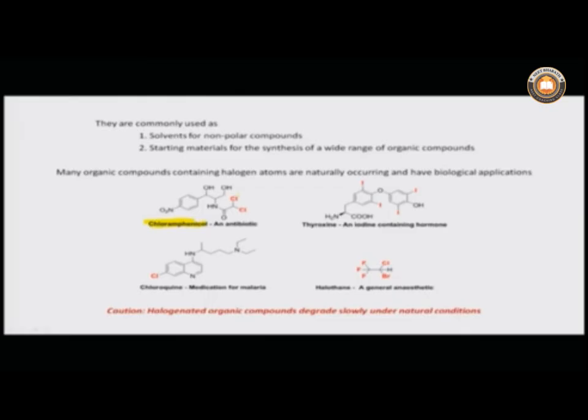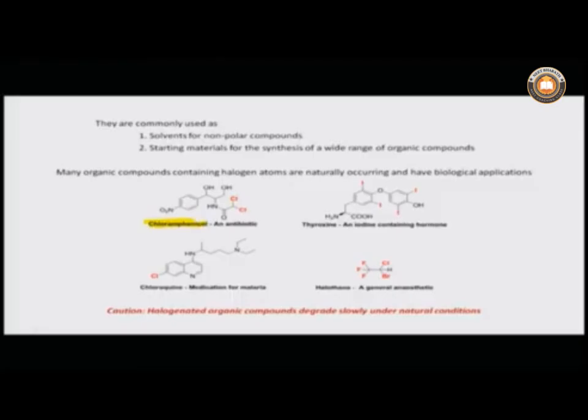This particular compound, chloramphenicol, is used against typhoid. It is also good against plague and so on, but it is most commonly used against typhoid. It has 2 chlorine atoms, and you would also find that these chlorine atoms are attached to an sp3 hybridized carbon atom. So this is an example of a haloalkane.